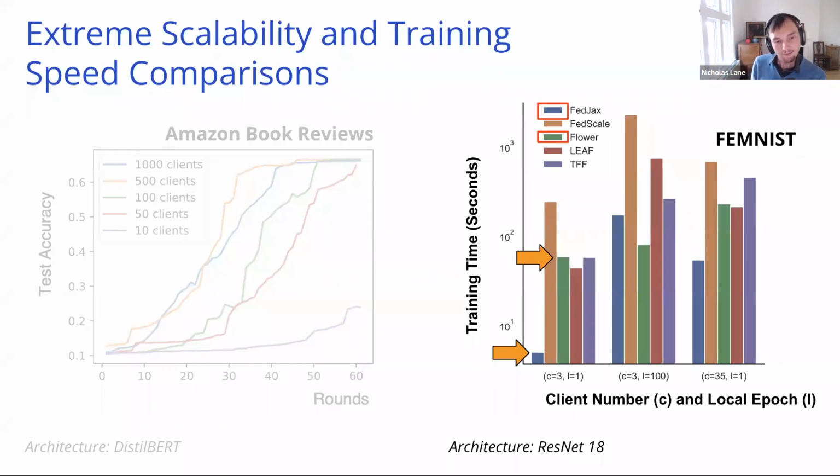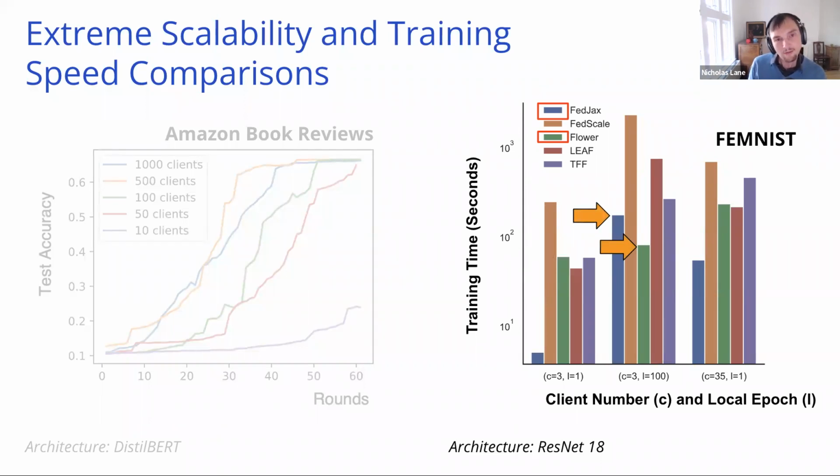As you see here, we have a small experiment with 3 clients with one local learning epoch during the training process. And you can see that Flower is a lot longer than FedJax. But what is interesting is when you increase the complexity of the experiment. For example, if we do a little bit more heavy local learning on each of these clients, you can see that FedJax starts to slow down quite a lot.